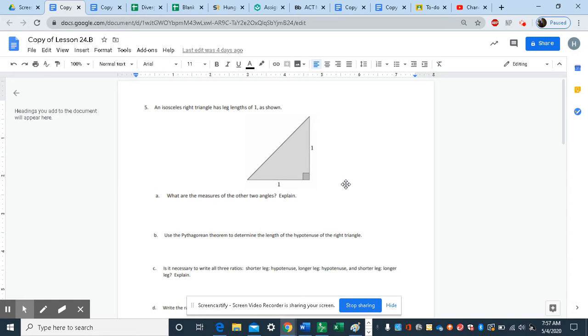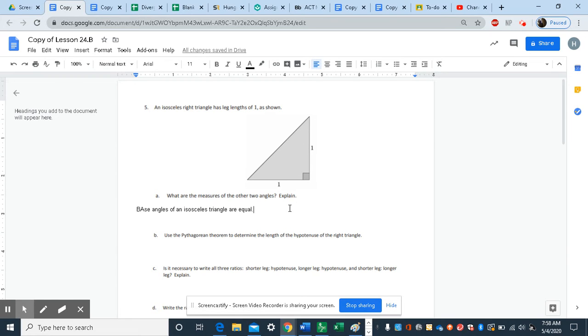So we're going to use that isosceles part to help us. Base angles of an isosceles triangle are equal. So that means that these two angles are going to be equal because it's an isosceles triangle.